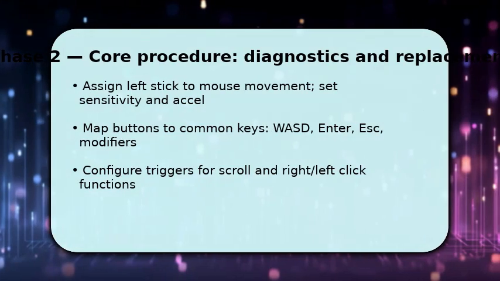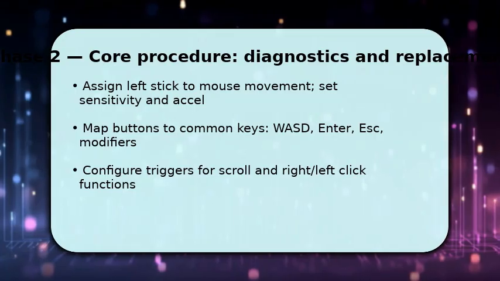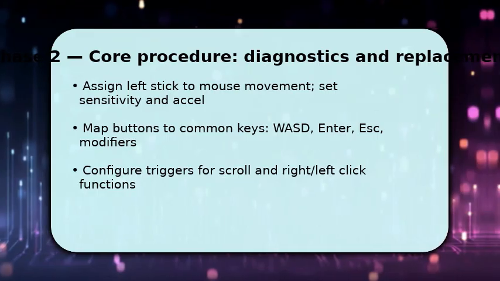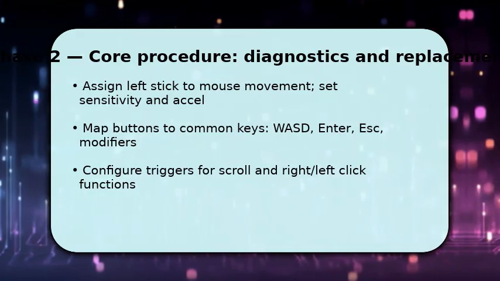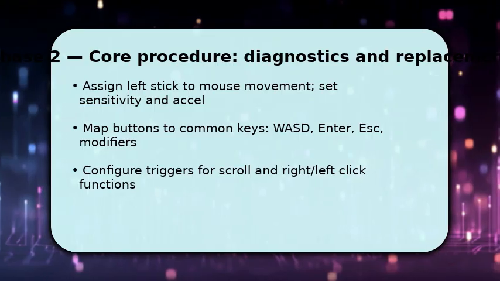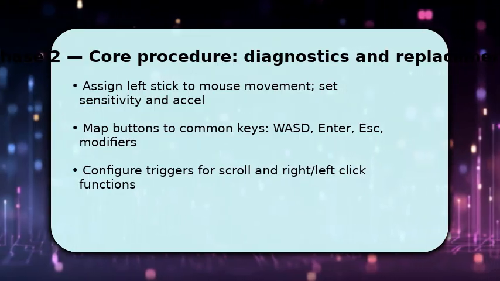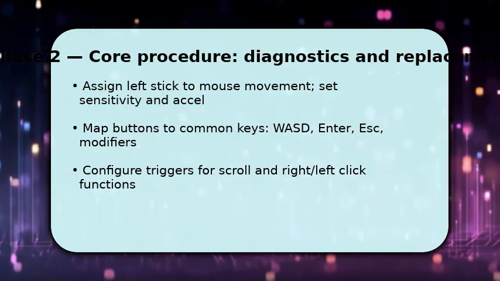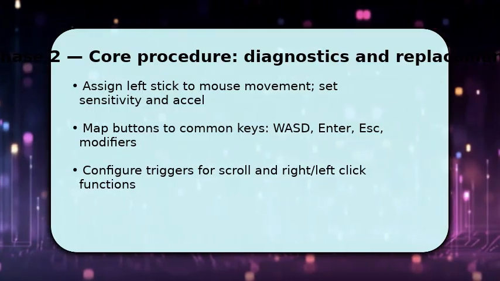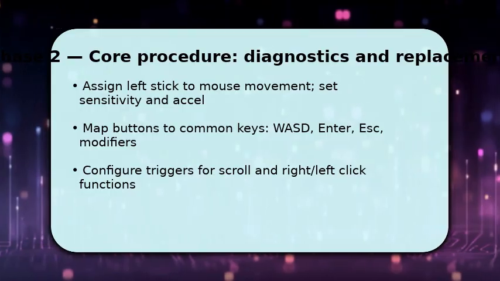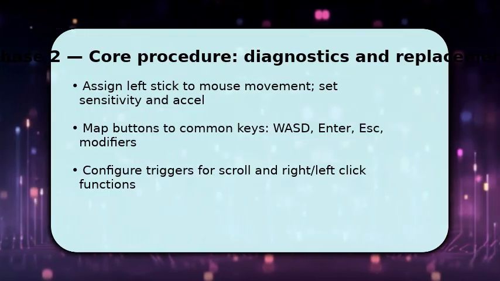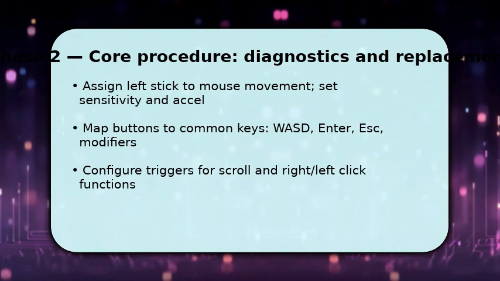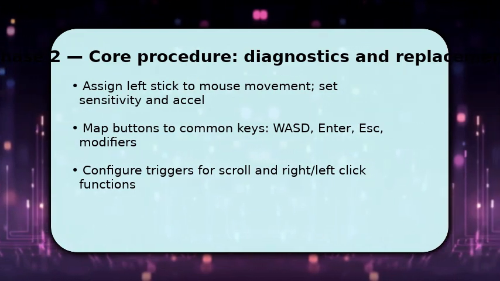Now you map controls to mouse and keyboard functions, and you do this carefully so pointer feel is natural. Assign the left stick to mouse movement, tweak sensitivity and dead zones, and decide whether you want acceleration. Map face buttons to common keys like WASD, Enter, or ESC, and assign bumpers or thumbstick clicks as modifiers for Shift or Control. Use triggers for scroll or mouse clicks, and test each mapping in small steps so you can refine responsiveness and reduce jitter.